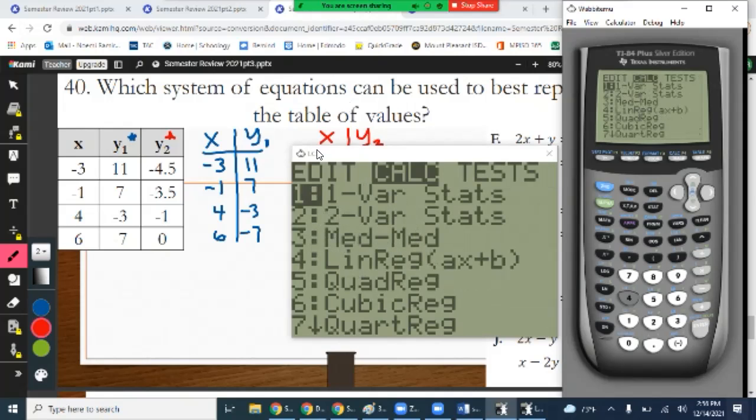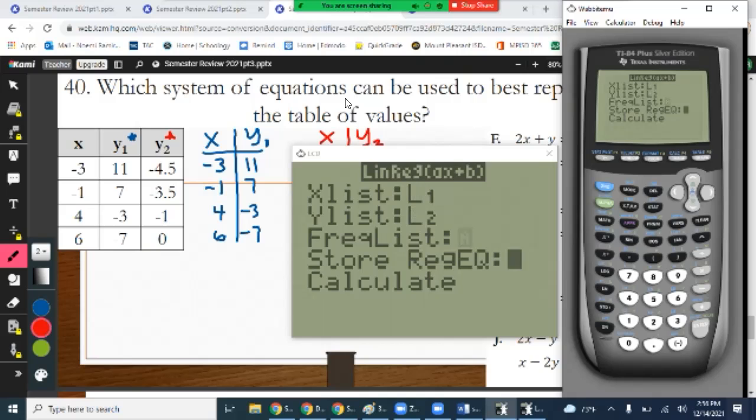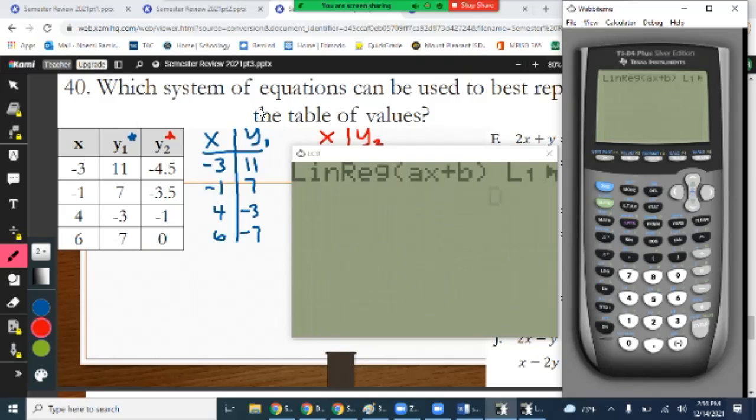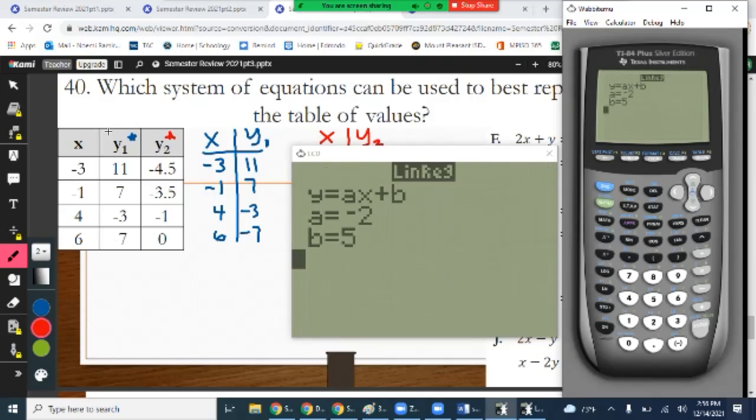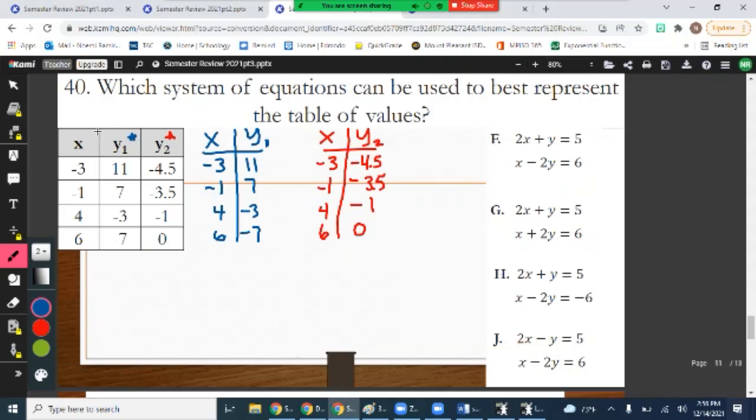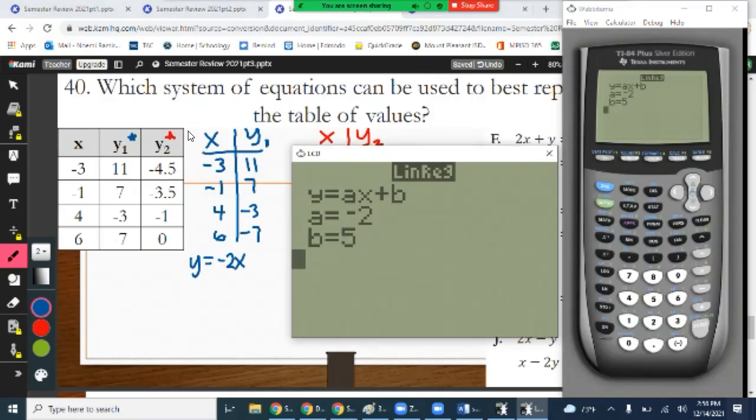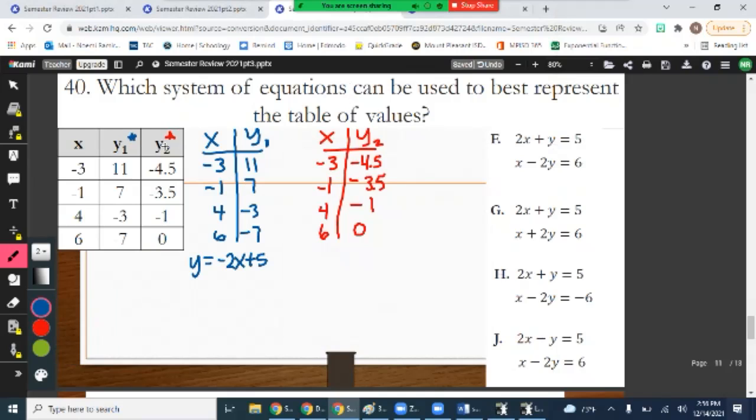Stat, calculate 4. I told your side to do the right one, but I told everybody to do the right. All right, so the first equation: y is equal to -2x plus 5. Okay. What's that second equation? Y equals what?